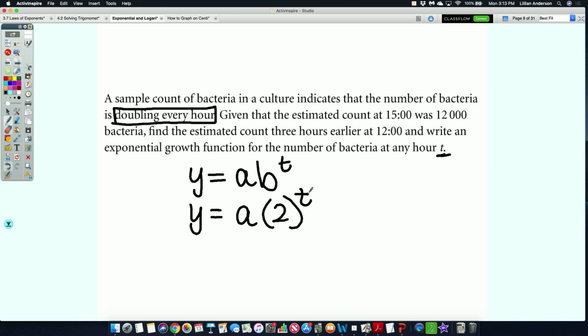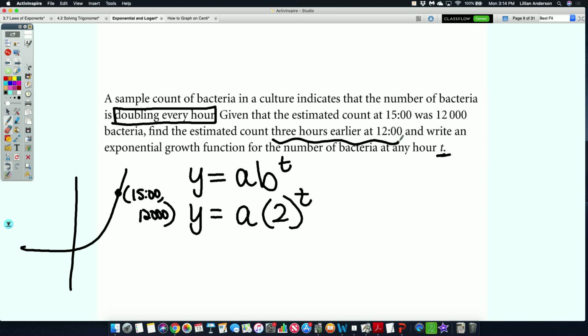Now it says, given that the estimated count at 1500 hours was 12,000 bacteria, we would use that to help us figure out the value of A. Because technically that's a coordinate on this graph of this exponential function. At 3 hours, we're at 12,000 bacteria, so that's nothing but a point. We're trying to find the estimated count 3 hours earlier at 12 noon. The y-axis would represent 12 noon.